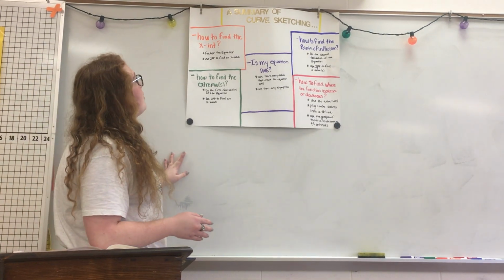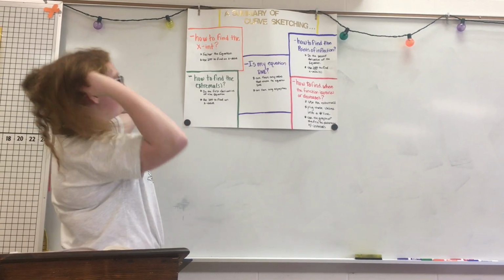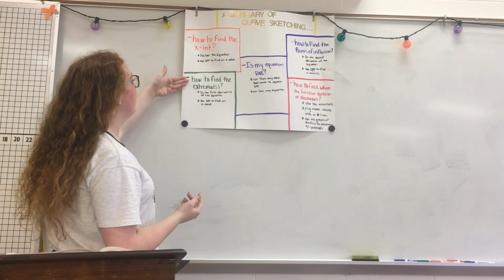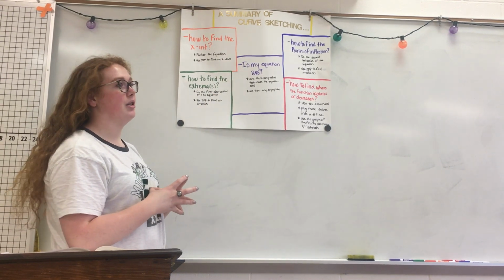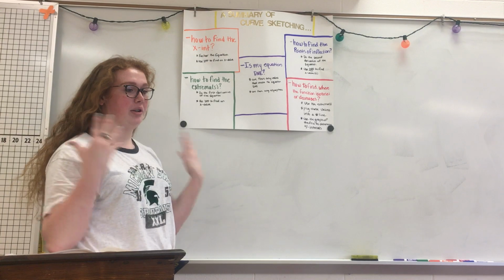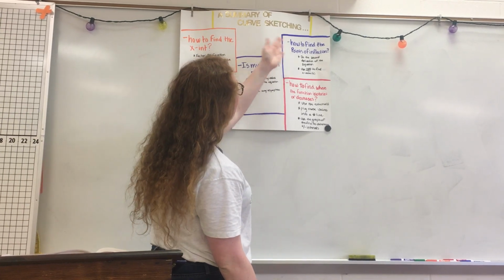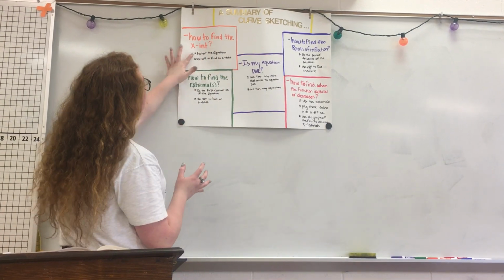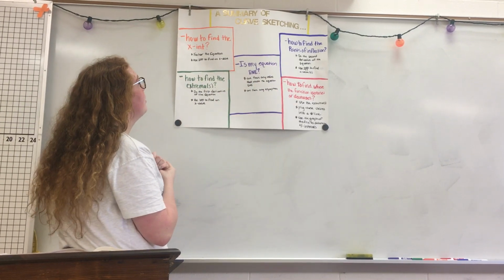So here I have just the basics of curve sketching, like what you're going to want to find. You're going to want to find the x-intercept and the relative extremas. You're going to want to figure out whether or not your equation does or does not exist, because if it does not exist, then there's really no point in continuing with the problem. You're going to want to figure out points of inflection and where the function increases and decreases. And here in the black, I just have little steps explaining how to do them.